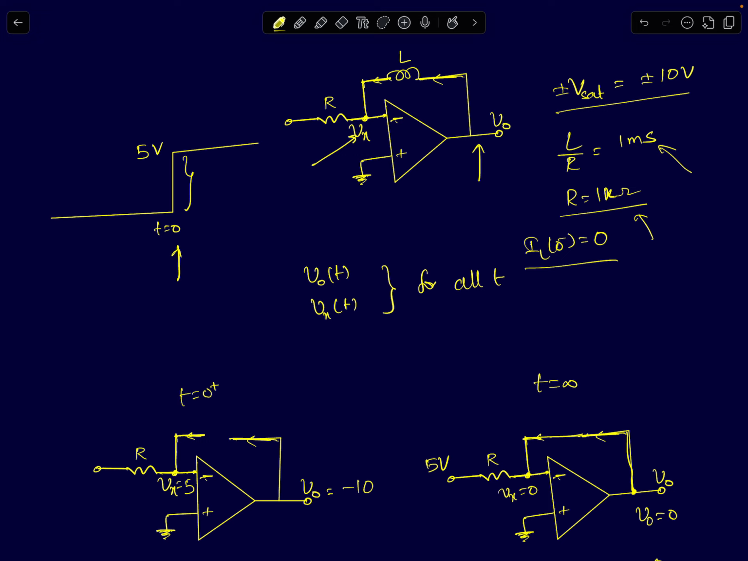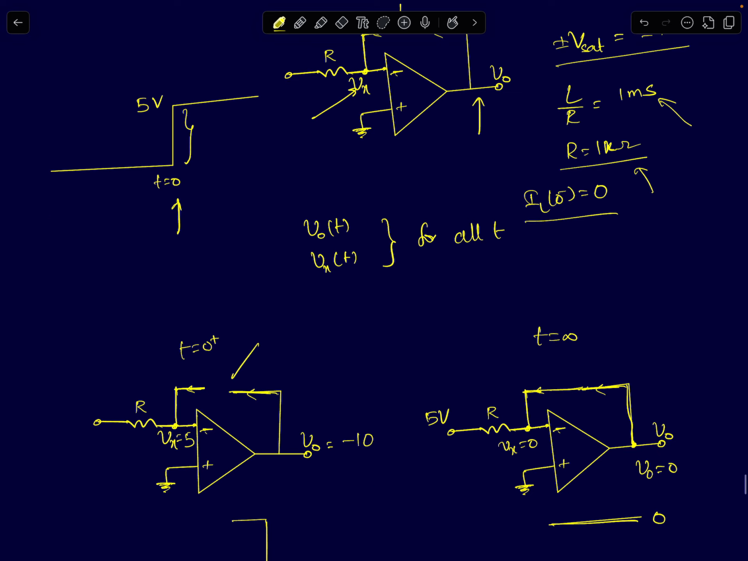What happens at t equal to 0? There is a sudden step change of 5 volts. When a sudden input is applied, the inductor will act like an open circuit, or like a constant current source, which means its incremental impedance is infinity. Its current cannot change. So the inductor will act like an open circuit, which means there will be no path for the current to flow through the resistor. So the voltage drop across the resistor has to be 0.